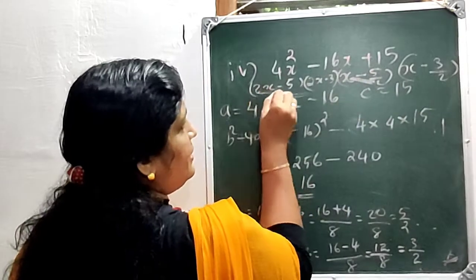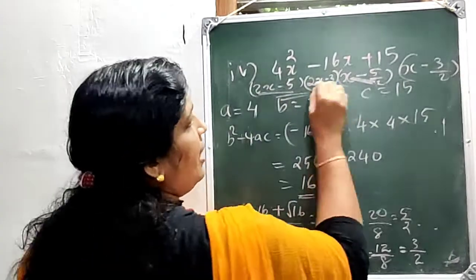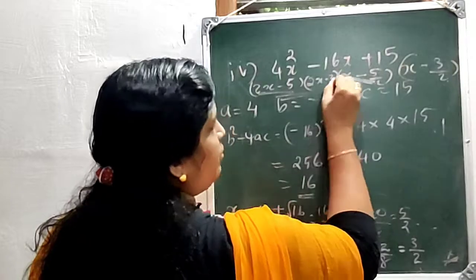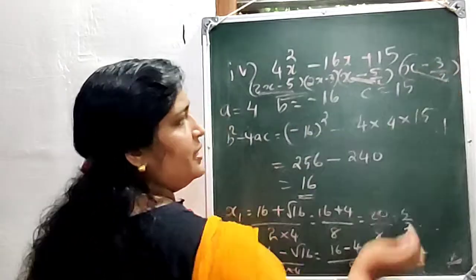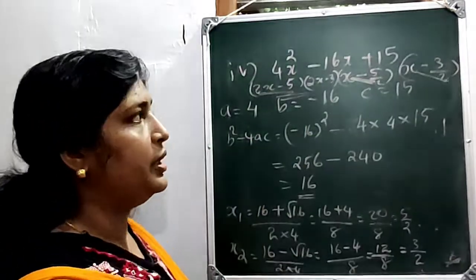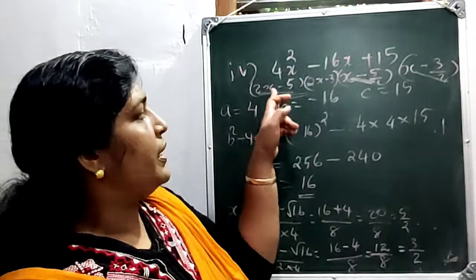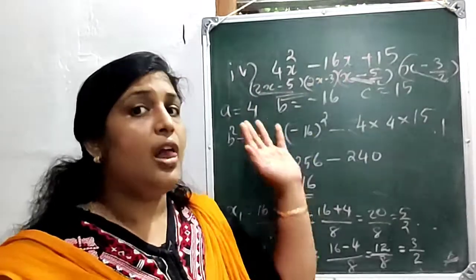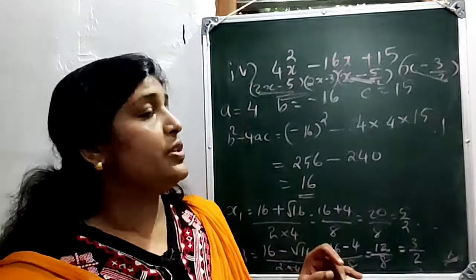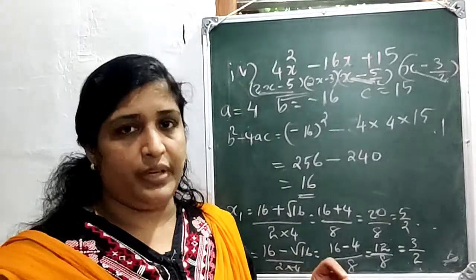Just cross multiply this and write it like this: 2x minus 5, and this is (x minus 3) by 2, as 2x minus 3. Just cross multiply this and remove that 2. Okay, so we can write that 2x minus 5 and 2x minus 3 are the factors of this polynomial 4x square minus 16x plus 15.